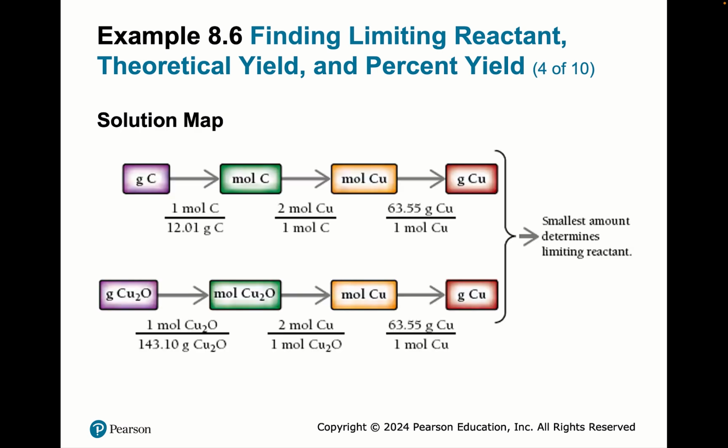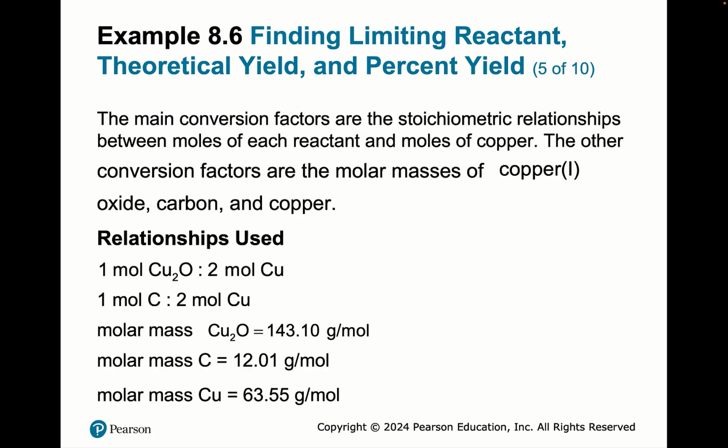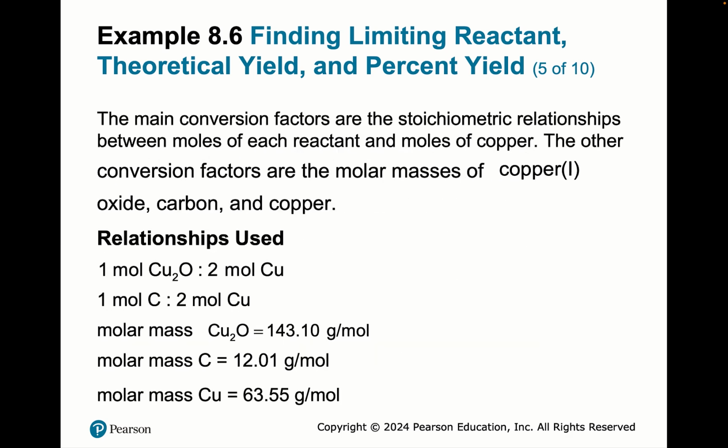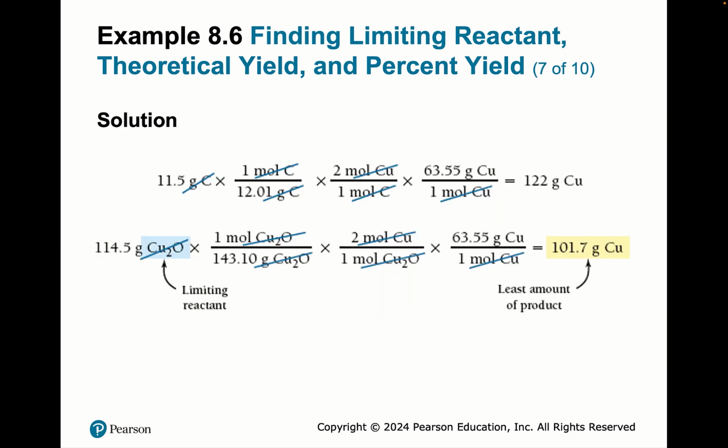So it's a similar setup for all of these. The mass of the reactants goes to the moles of the reactants, to the moles of the products, and then the mass of the products. And then we pick the one that's the lowest. So let's go ahead and do this. Oh, have we done this? Here we go.